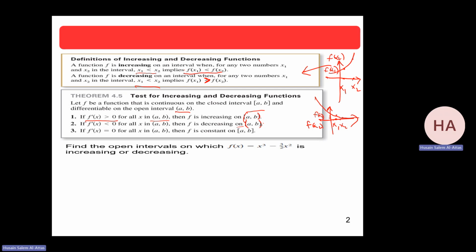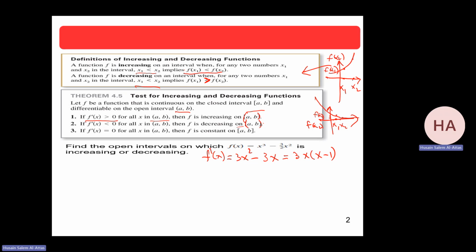Find the open interval in which f of x is increasing or decreasing. What I need to do, I need to find f prime, and then I will check the signs of f prime. So if you check f prime, very clear, that will be 3x squared minus 3x, which I can rewrite. I can take 3x common factor. I have x minus 1.